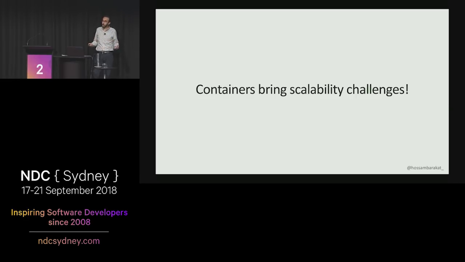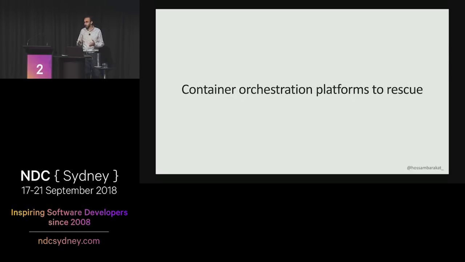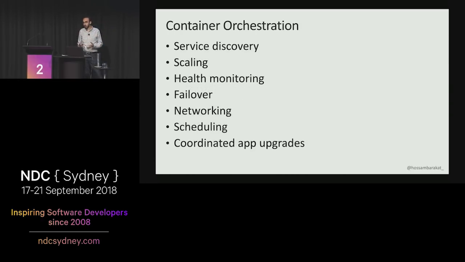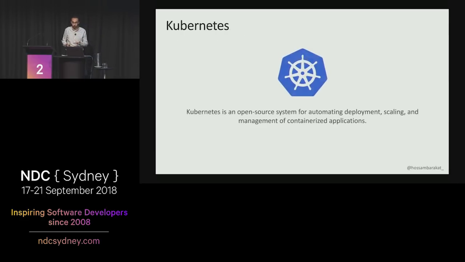And all those challenges in a container-based environment are usually resolved by using a container orchestration platform. And container orchestration platforms allow us to manage containers at scale. So there are a lot of features that come out of the box with the container orchestration platforms, such as service discovery, horizontal scaling, health monitoring, failover, networking. And there are multiple container orchestration platforms available in the market. But the one that we're going to keep talking about today is Kubernetes.